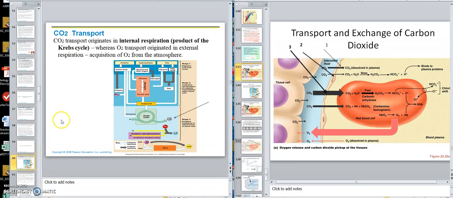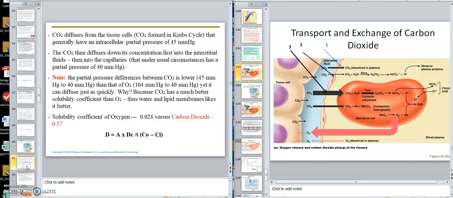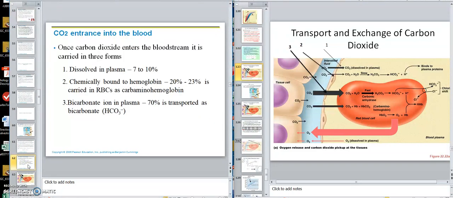All right, so we said CO2 is made in the Krebs cycle as a byproduct. Okay, CO2 has a good solubility coefficient. Oxygen had a 0.024, but carbon dioxide a 0.57. That's why it can dissolve so well in the plasma. Okay, we come here. We just talked about this.